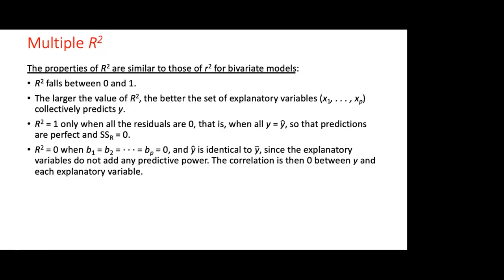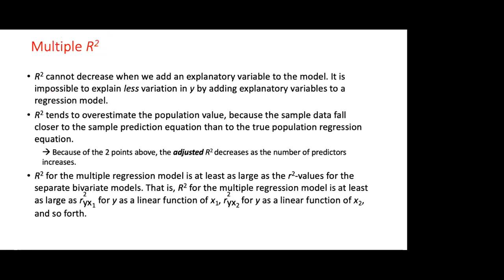So R squared is 1 only when all residuals are 0. That is, if we have a perfect relationship. That means that all Y values exactly correspond to the estimated values. Yeah, so perfect predictions. And R squared is 0 when all our regression coefficients are 0. That means in this case, Y hat is identical to Y bar, because the explanatory variables do not add any predictive power. So they don't improve our prediction. And correlation is 0 between Y and each explanatory variable if R squared is 0. Okay, so we have talked about that before as well.